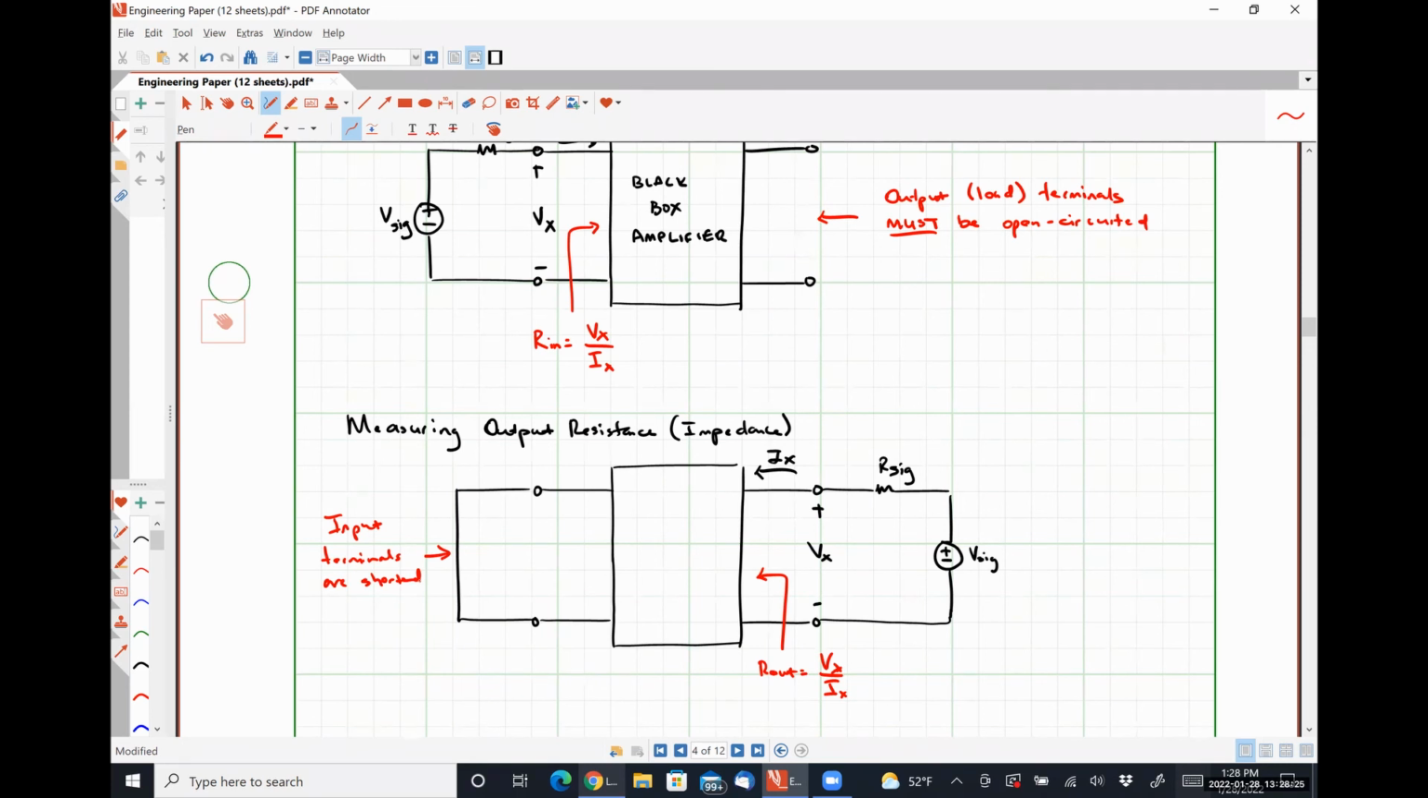So these are the rules for determining the input resistance and output resistance of any generic amplifier set.